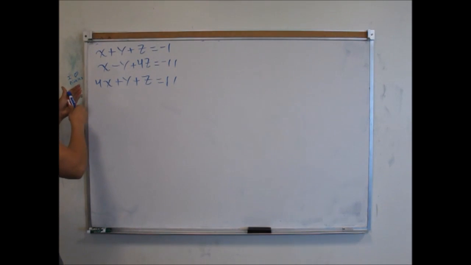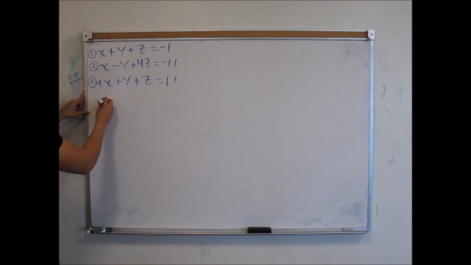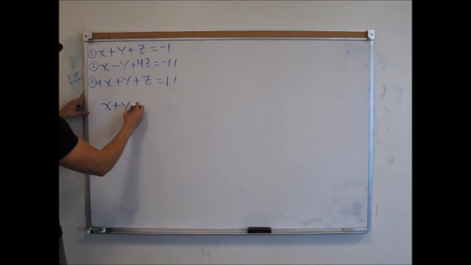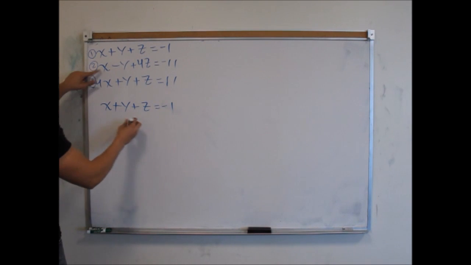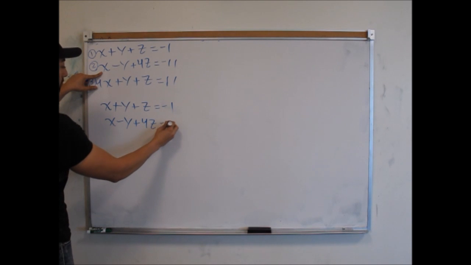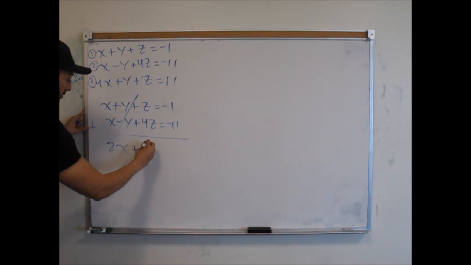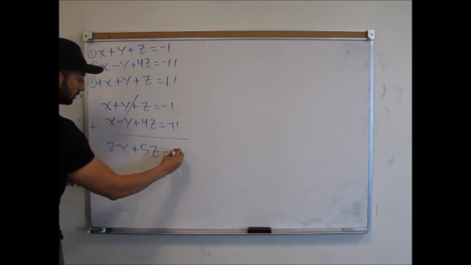So we're going to cancel y from these two equations. This is equation 1, equation 2, and equation 3. We have x plus y plus z equals -1. Here we have x minus y plus 4z equals -11, and we're adding these. We don't have to do any manipulation. The y's already cancel as it is. So we get 2x, the y's cancel, plus 5z equals -12.